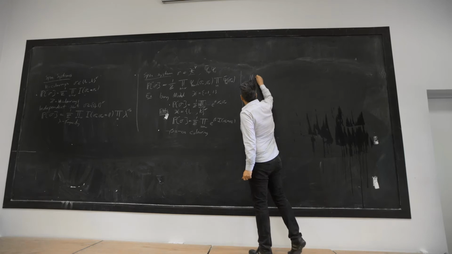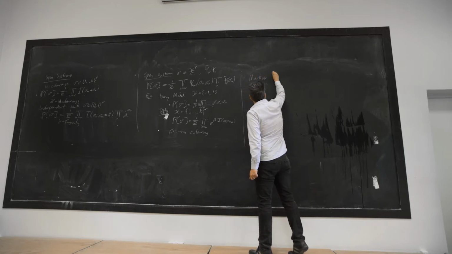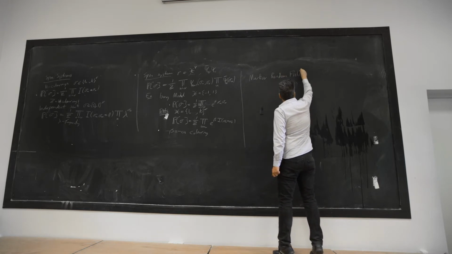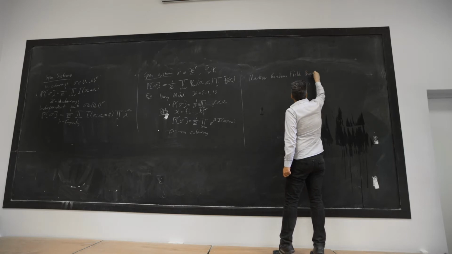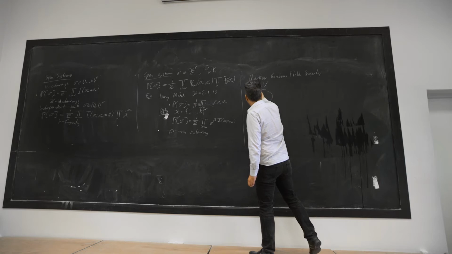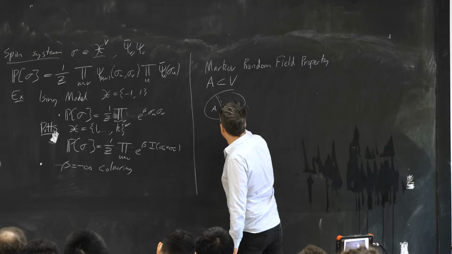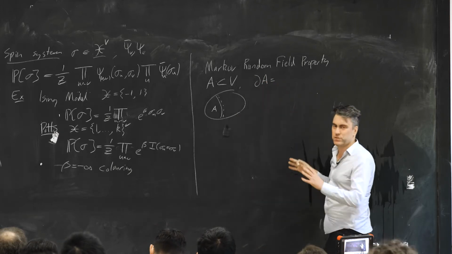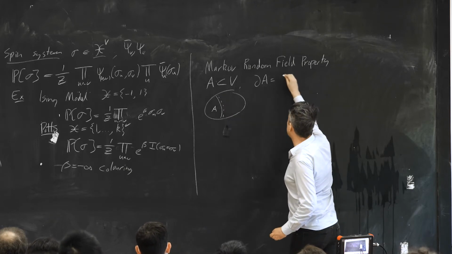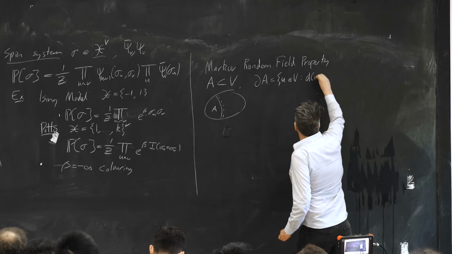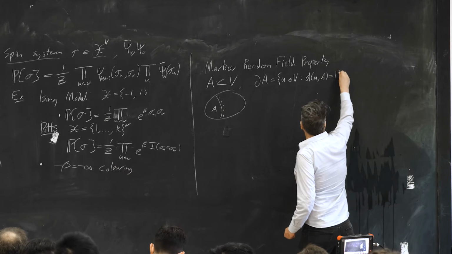So the Markov random field property. Let's say that if I have a set A in a set V, and I'll write partial A to be the outer boundary of it, so the vertices that are outside of A but next to it. So the vertices v where the distance from v to A equals 1.